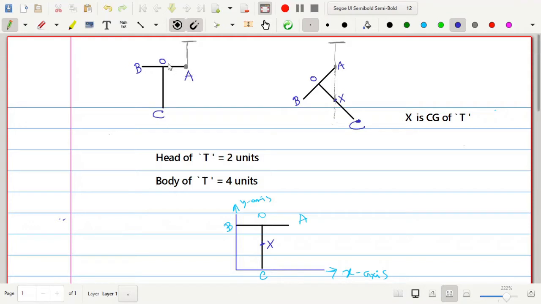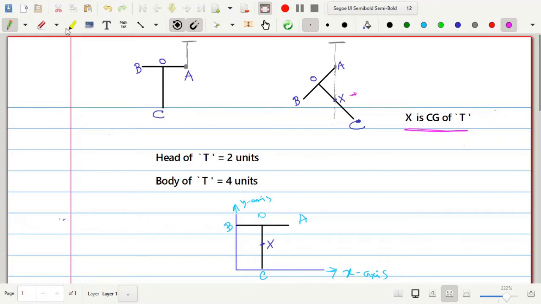I am calling the midpoint of the head O, the right end A, the left end B, and the tail C. Then it cuts at some point X. Any idea what this X is? Is this a special point? Yes, this is a special point, and this is actually the center of gravity of T.